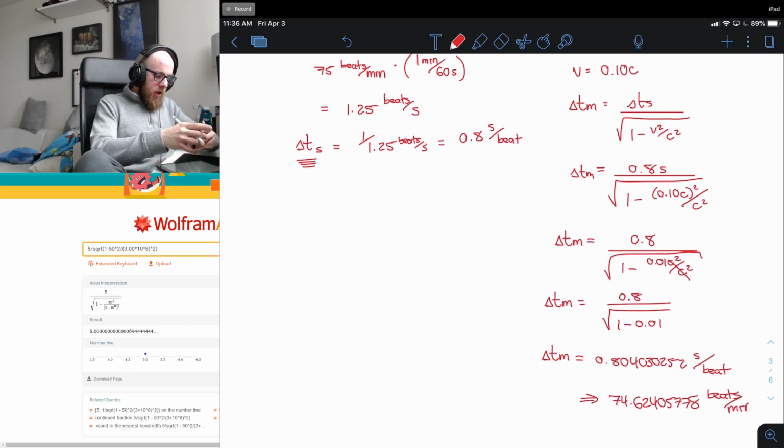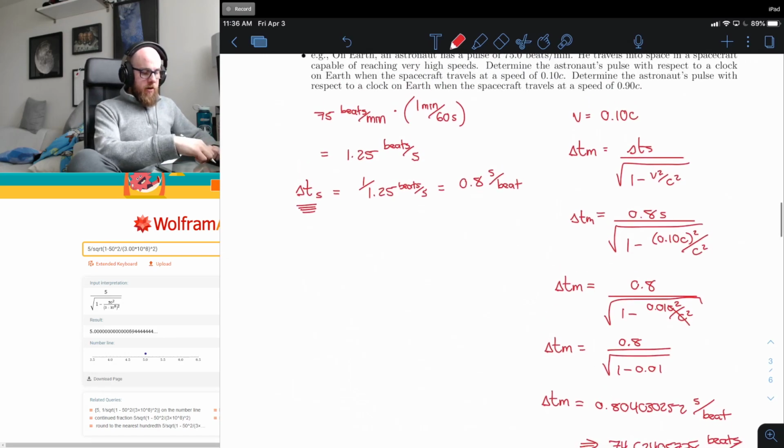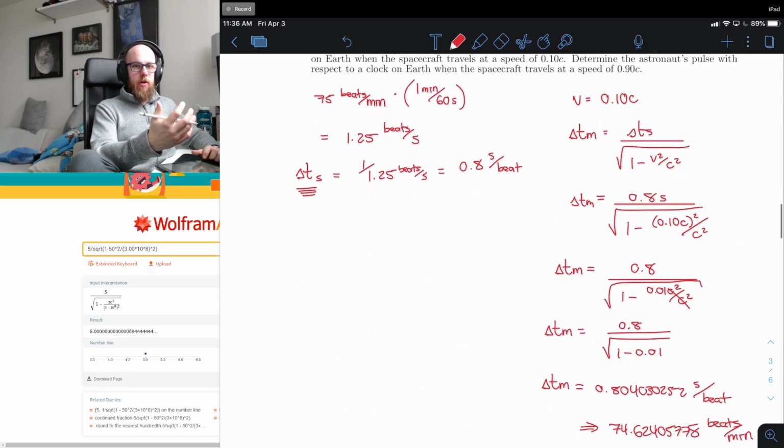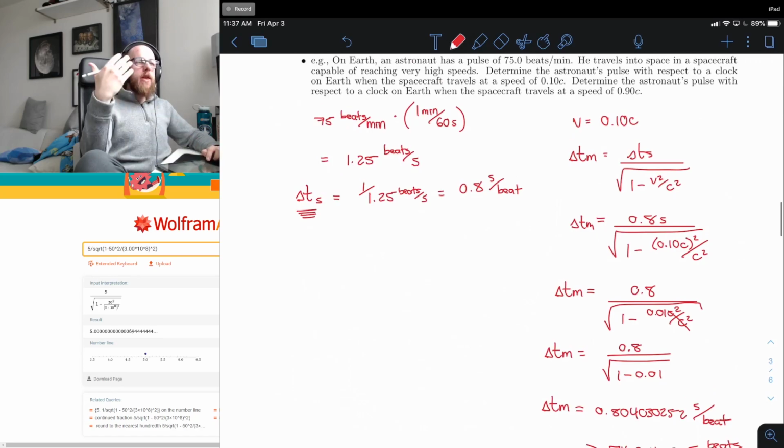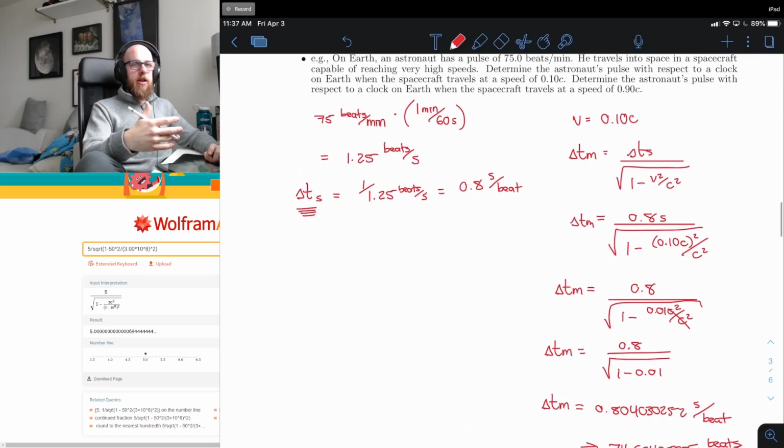Okay. So note that the astronaut's heartbeat was 75 beats per minute on Earth. Now it's 74.624. So it's slower, but very negligibly slower, right? And notice what speed we're traveling at. We're traveling at 1/10 the speed of light, right?